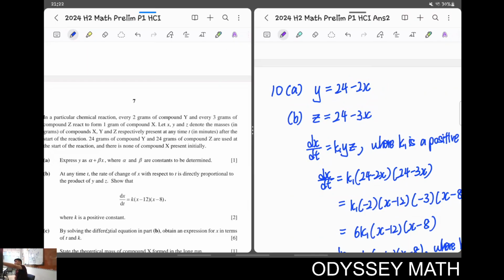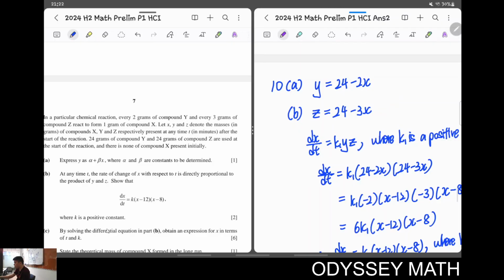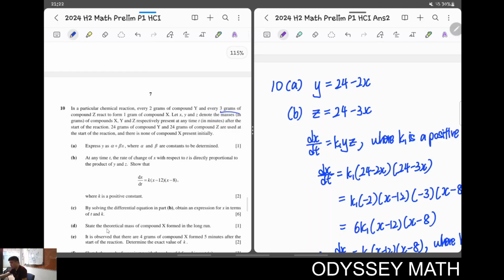proportionate to the product of Y and Z. Show that this differential equation holds. So you need the Z as well, because I got my Y, right? I got my Y in terms of X. I also need my Z in terms of X. So here is the statement. Every 3 grams of compound Z react to form 1 gram of compound X, and there are 24 grams of compound Z. So Z equals 24 minus 3X.